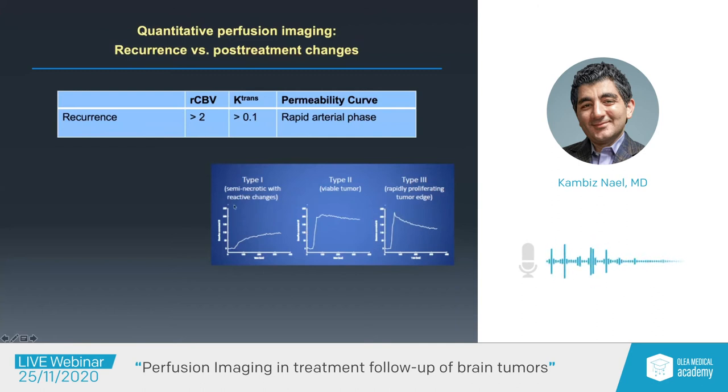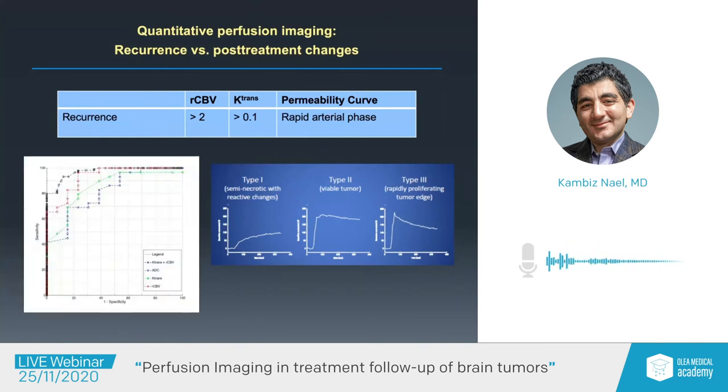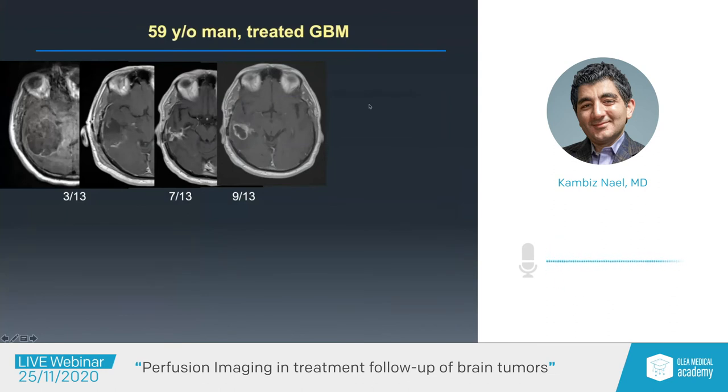And again, this can be quantified, and your software can actually provide that. I'll show you examples of this in the next couple of cases that I'm going to share with you.